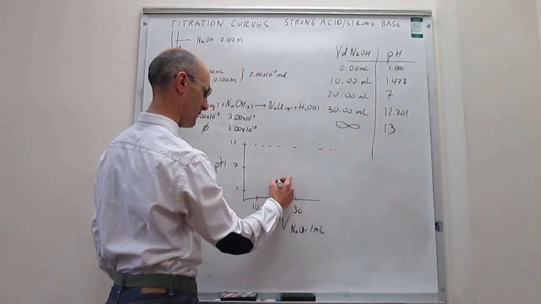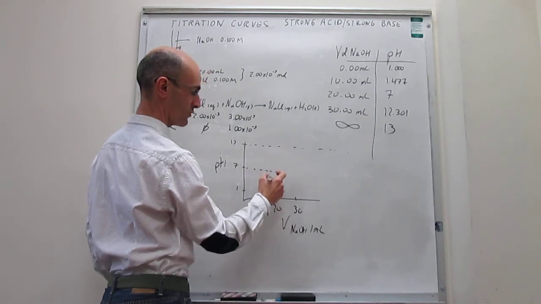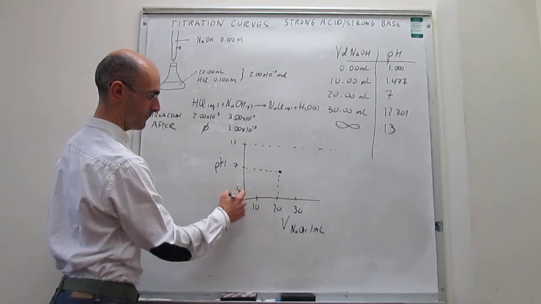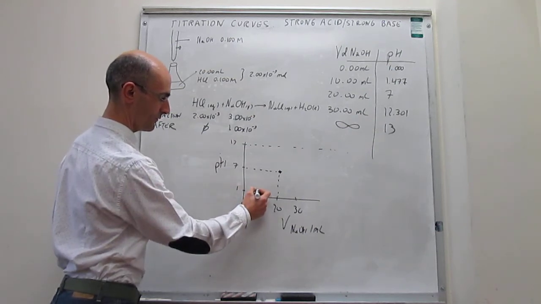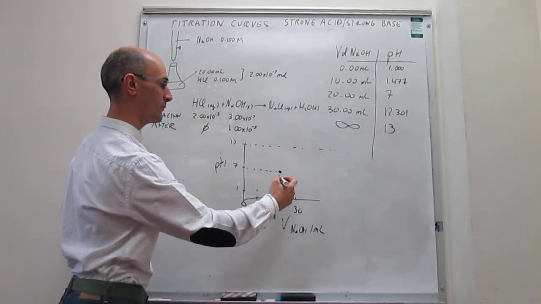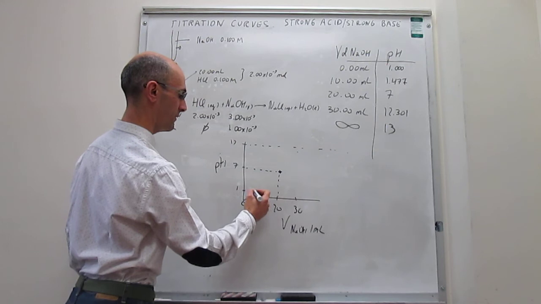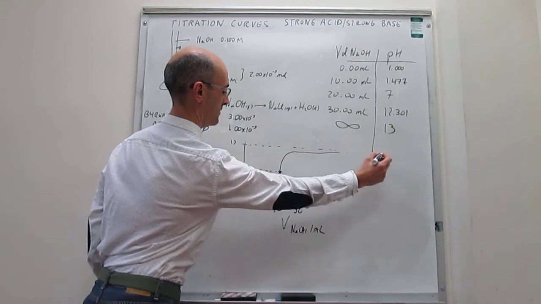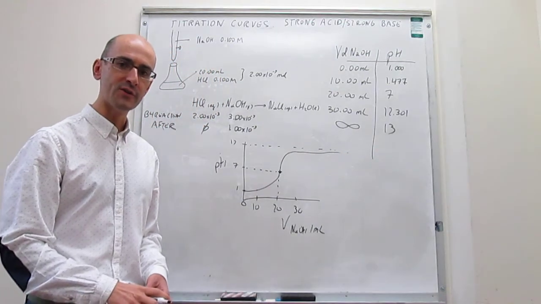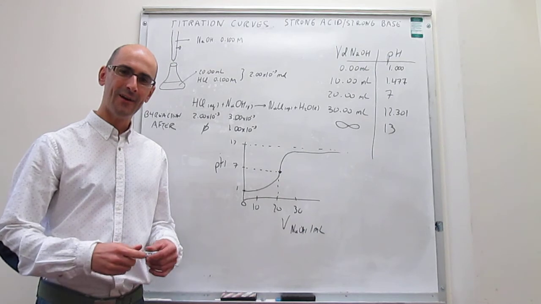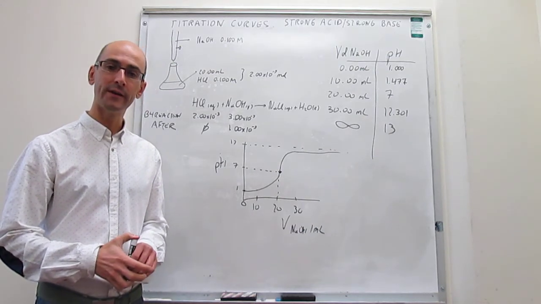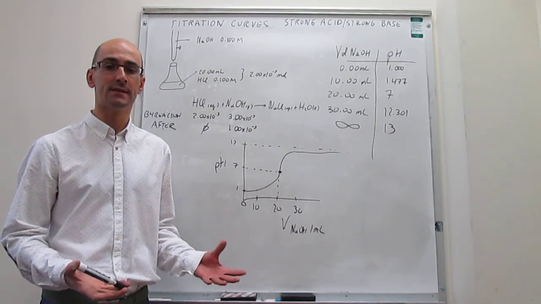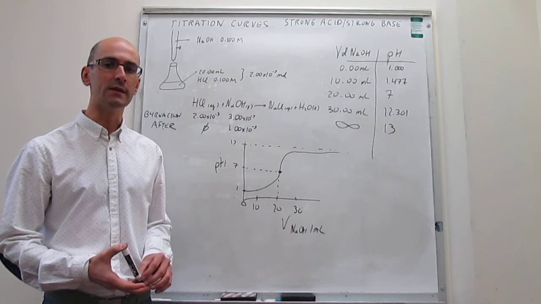Okay, and then at volume 20 we have pH 7, and then at volume 0 we have pH 1, volume 10 we have 1.477, and then at volume 30 we'll have 12.30, so we'll be right around here. You can clearly see how this is an S-shaped curve. Okay, that is how the titration curve for a strong acid with a strong base looks. All right, so in this video we have carried out quantitative calculations for how the pH of an acid-base titration changes as you add base to a strong acid.